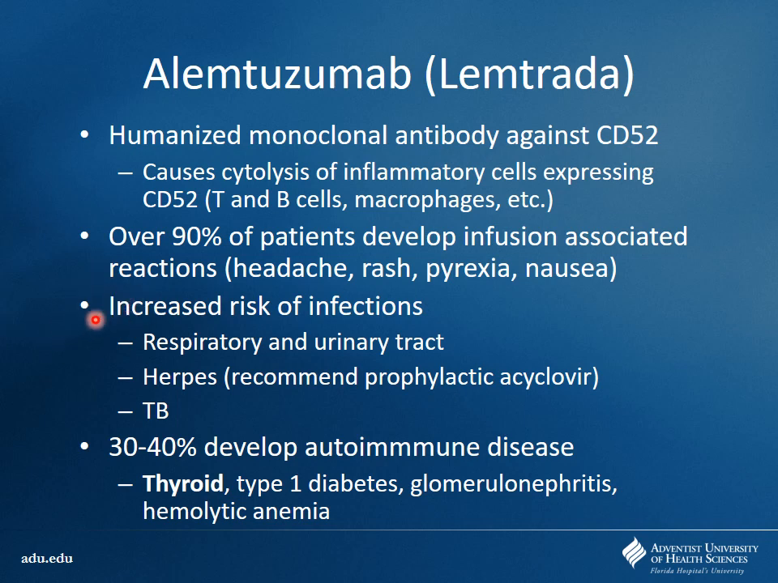Good. But again, increased risk of infections because we're inhibiting the immune system, so respiratory and urinary tract infections, herpes. They actually do recommend patients have prophylactic acyclovir, if you guys remember back to our talking about antivirals previously, and again, test for TB beforehand because that is a risk there. And another kind of unique fact with Alemtuzumab is about 30 to 40% develop some sort of autoimmune disease. So even though you're treating an autoimmune disease, you have the risk of them actually developing further autoimmune problems. So you can end up seeing thyroid issues, type 1 diabetes, even for someone who maybe had no diabetes beforehand, hemolytic anemia, glomerulonephritis. So again, these are things you'll all be monitoring for. And again, probably not a big go-to drug. It might be something you'd use if they failed other therapies.